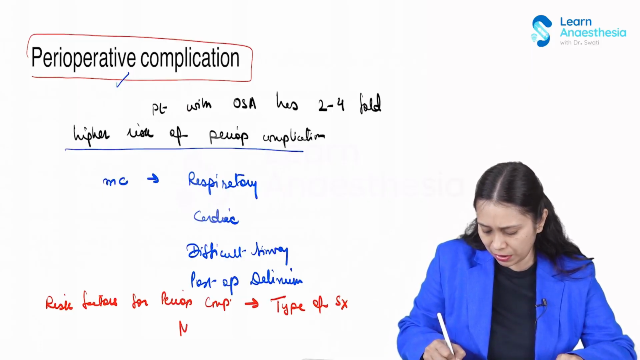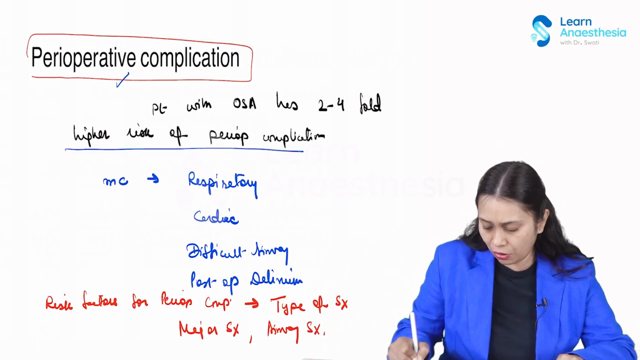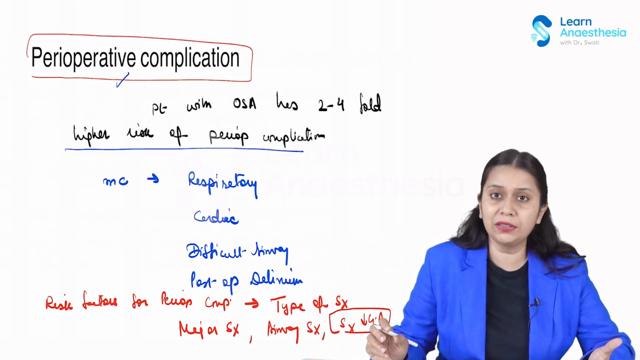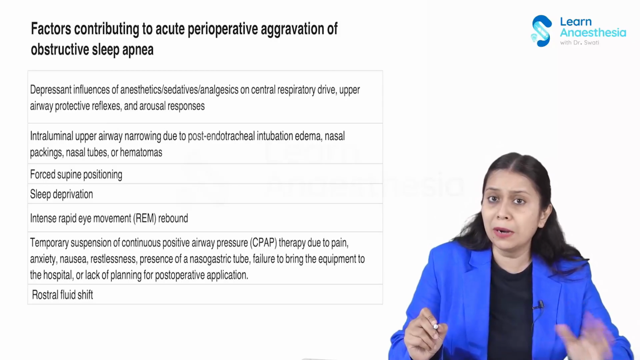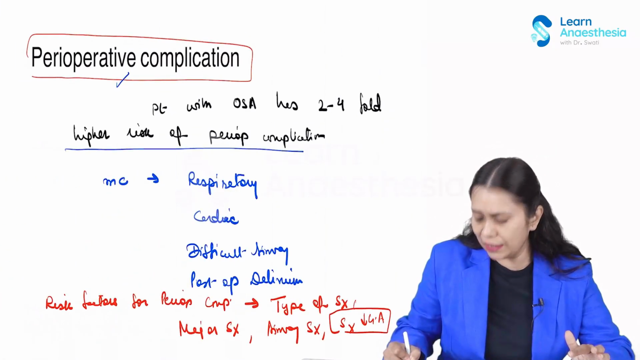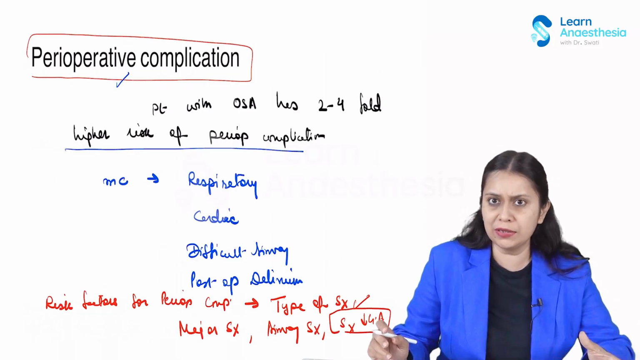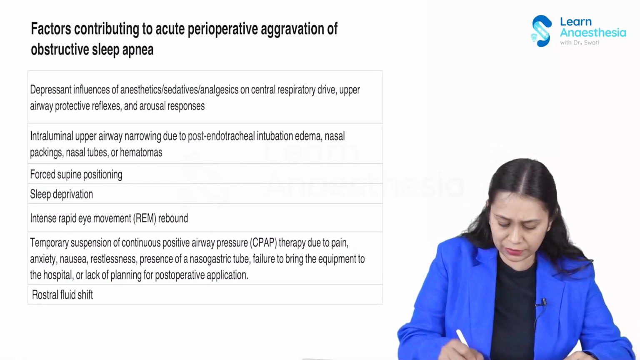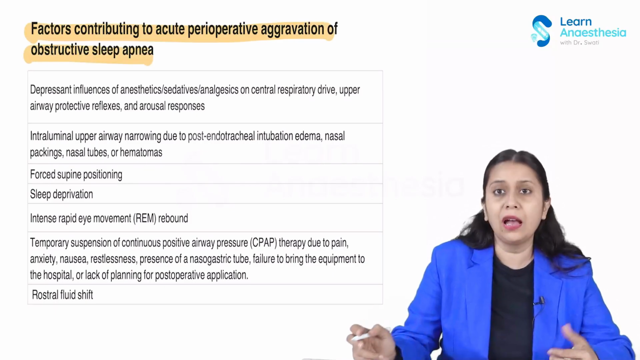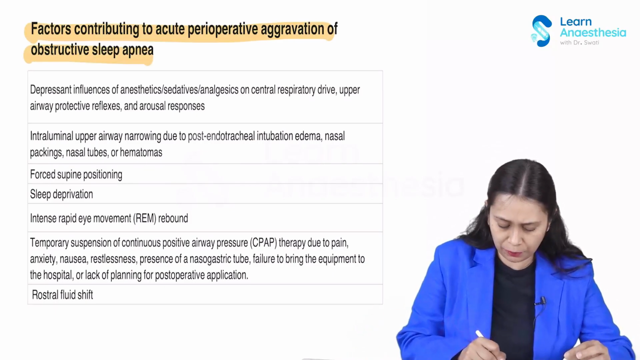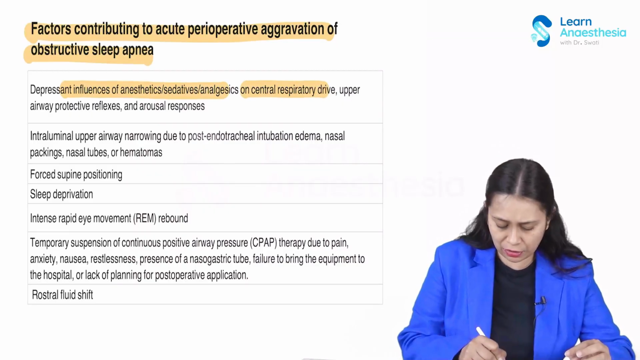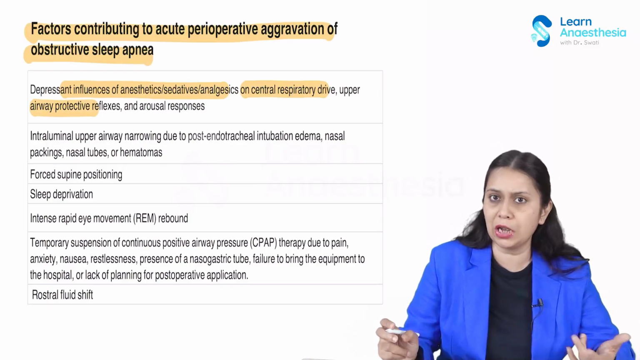So if the surgery is major surgery, or if the surgery is related to airway surgery, or any surgery under GA with multiple risk factors already present in the patient. So what are those multiple risk factors which predispose any patient with OSA going for general anesthesia to a higher incidence of risk? The factors contributing to acute perioperative aggravation of obstructive sleep apnea are the present influence of anesthetics, sedatives and analgesics on central respiratory drive and on the airway protective reflexes and arousal response.